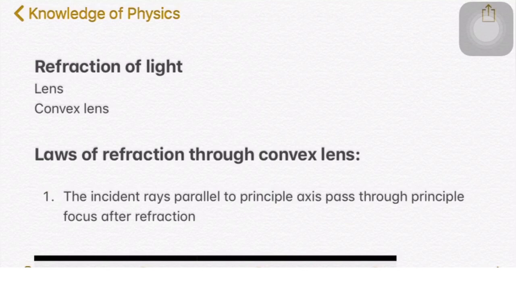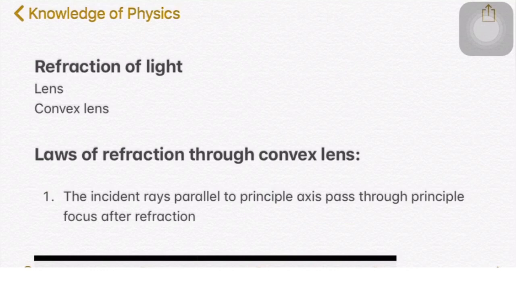What is refraction of light? Generally, refraction means the change in direction of light when it goes from one medium to another. In other words, refraction of light can be defined as the bending of light at the boundary between two media when the light rays go from one medium to another medium.